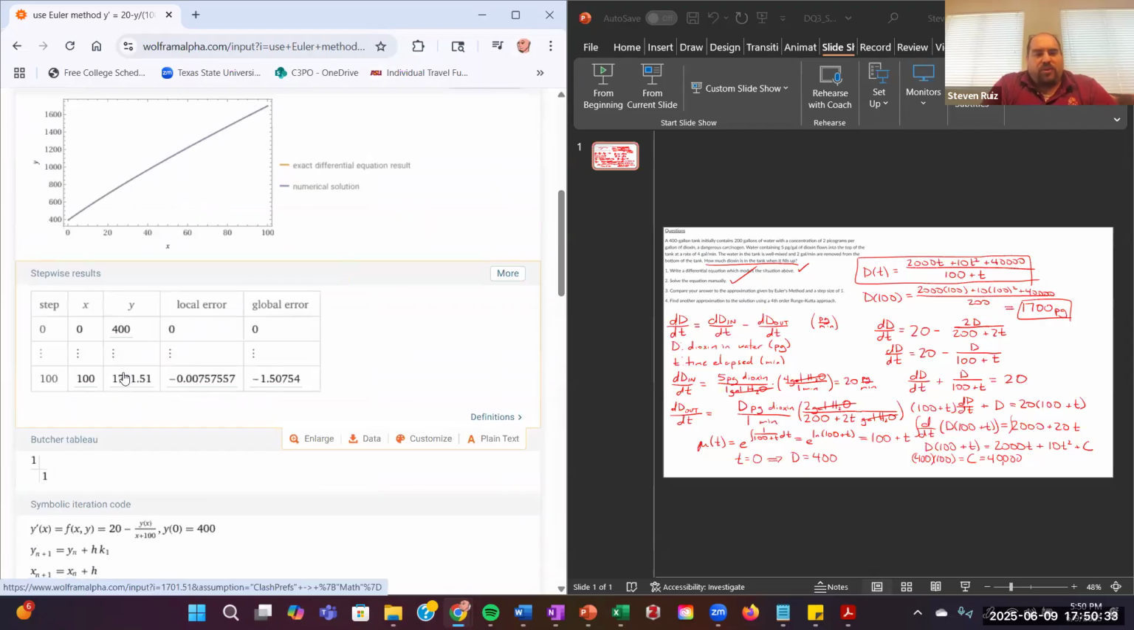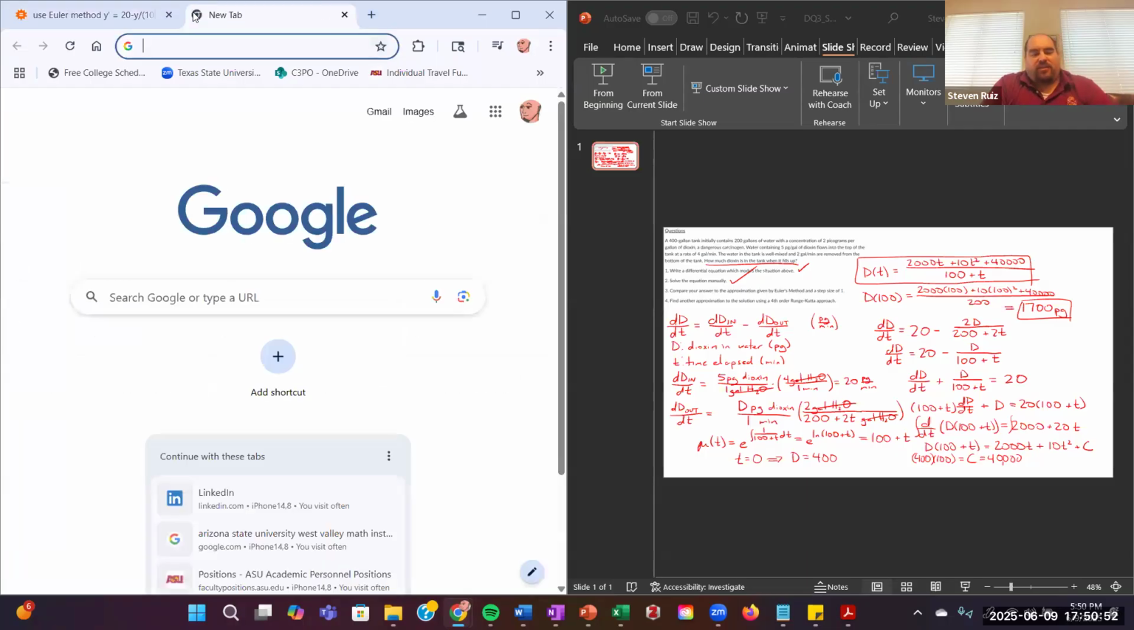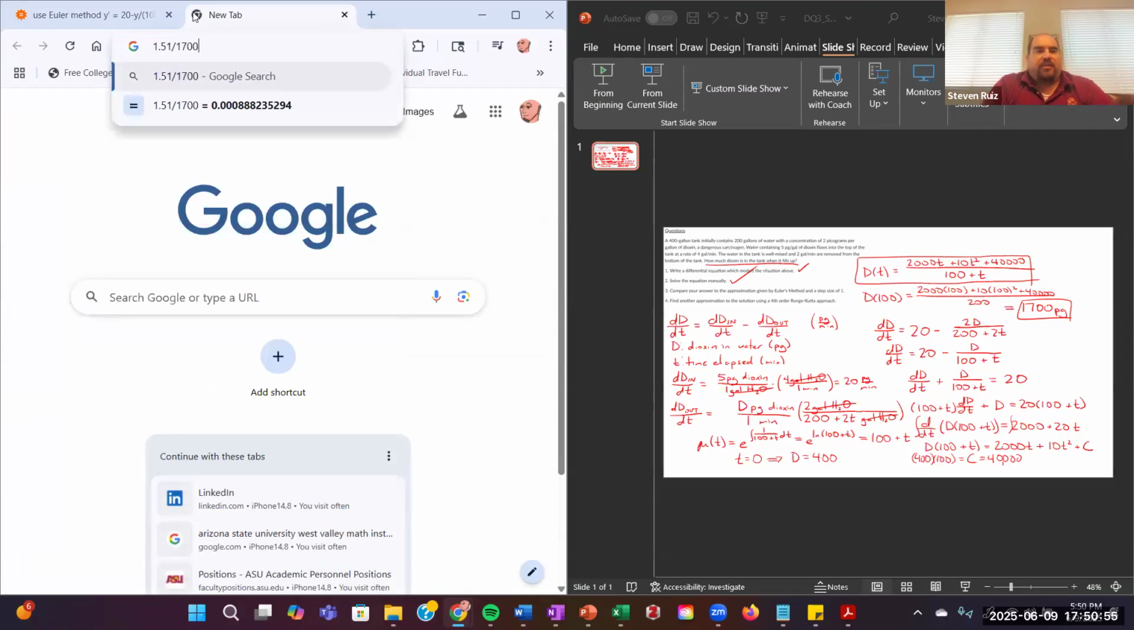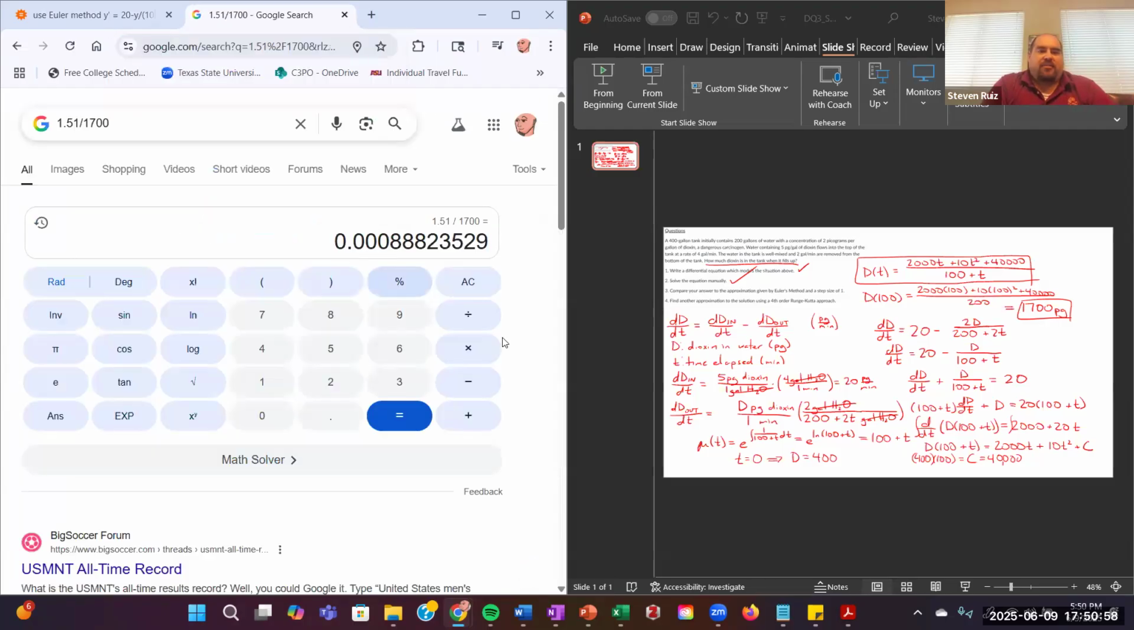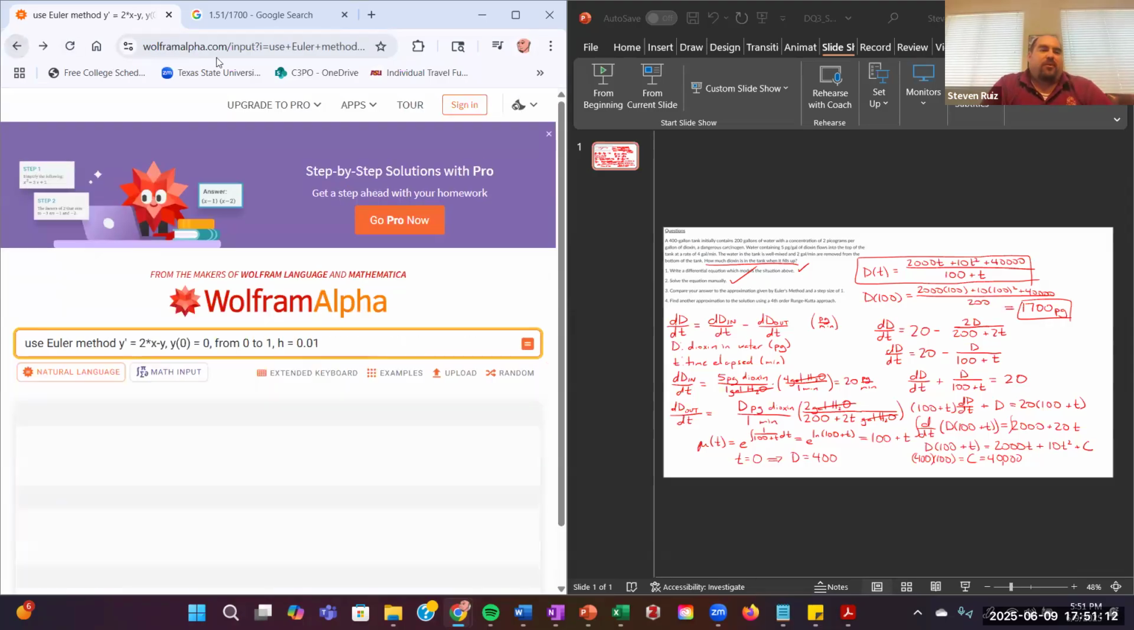Okay, so when we use Euler's method under the conditions that I set forth, we get a value of 1701.51. So pretty close. We have an error of 1.5 out of 1,700. So 1.51 divided by 1,700, that's 0.08%. Very, very close. So that's Euler's method.